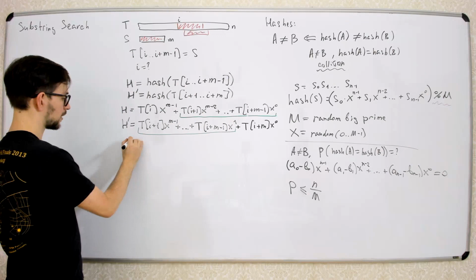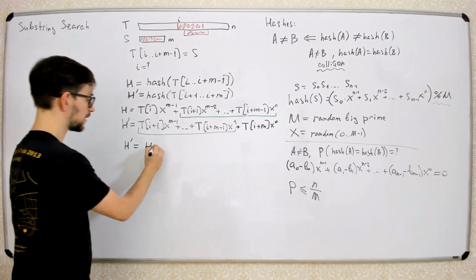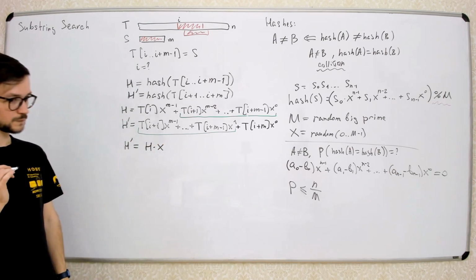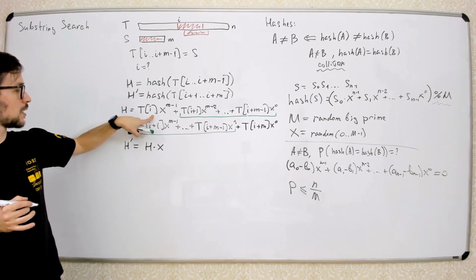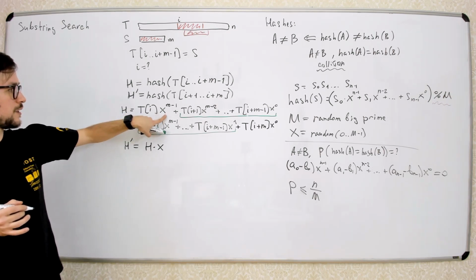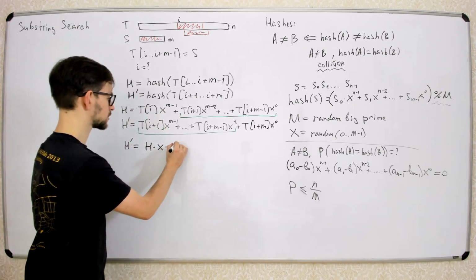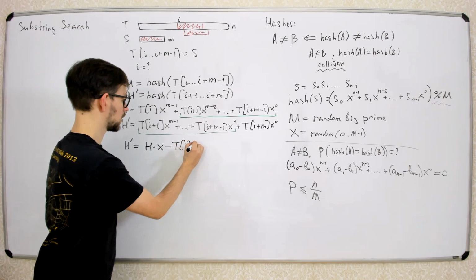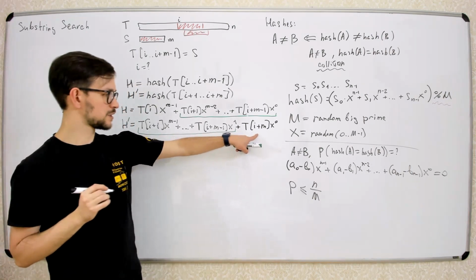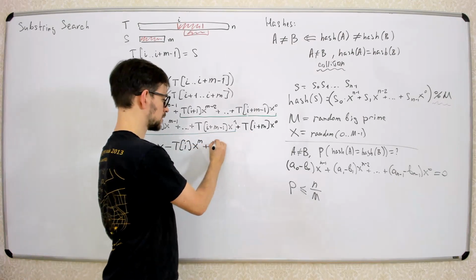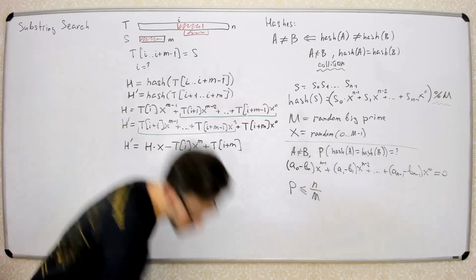So let's do the following thing. Let's take the polynomial h, this polynomial, and multiply it by x. Now we need to remove this item. So we multiplied it by x, so it will be minus t_i x power m. And we need to add this part, so it will be plus t_(i+m). That's all.